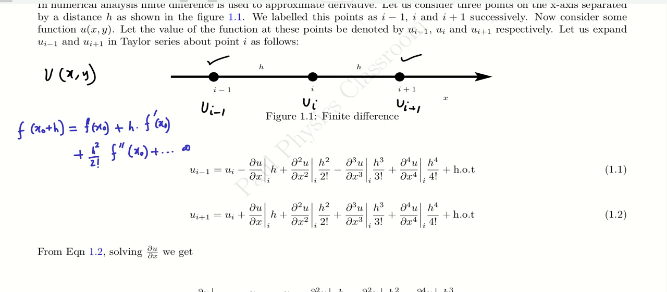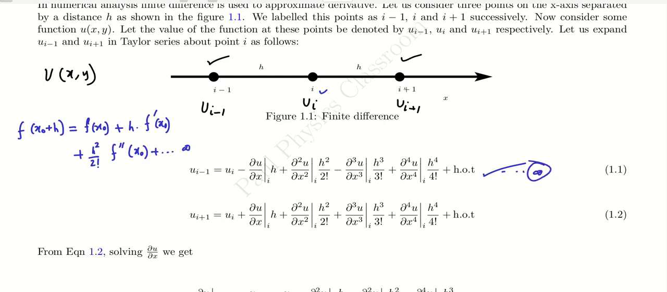We apply this Taylor series expansion here, for u i minus 1 about point i. That means u i minus 1 equals u i, minus del u del x computed at i multiplied by h, plus del 2 u del x2 computed at i times h square by 2 factorial, minus del cube u del x cube times h cube by 3 factorial, plus del 4 u del x4 times h4 by 4 factorial, plus higher order terms, and it goes up to infinity.